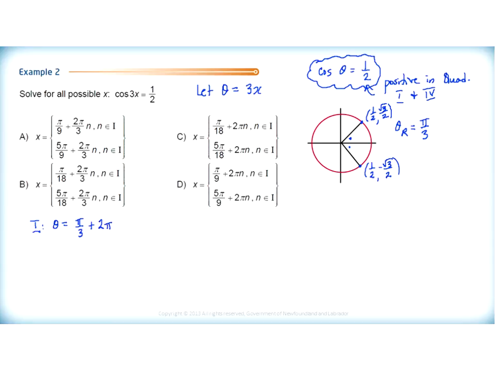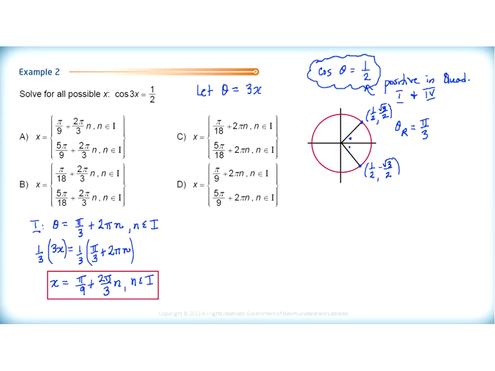We add multiples of 2 pi n to get back there again, where n is a member of the set of integers. Replacing theta with 3x, we have 3x is equal to pi over 3 plus 2 pi n. In order to solve for x, we multiply both sides of the equation by 1/3. X then is equal to pi over 9 plus 2 pi over 3 n, where n belongs to the set of integers. That represents one solution for this equation.